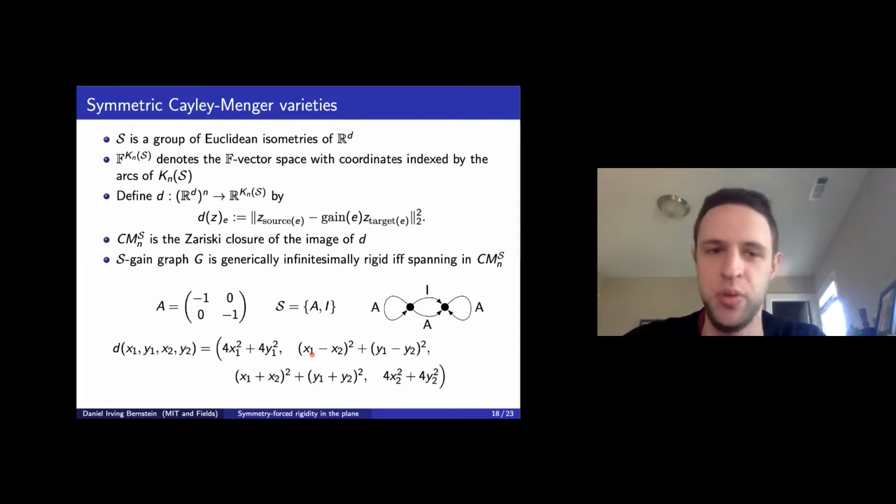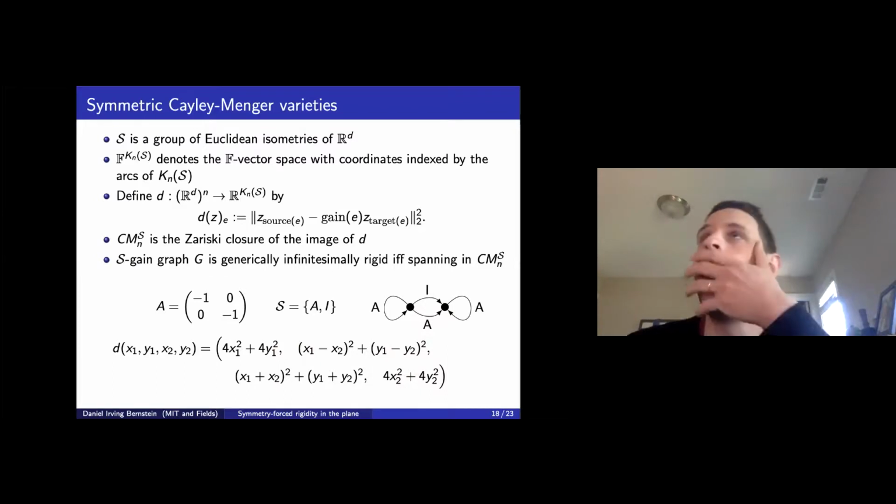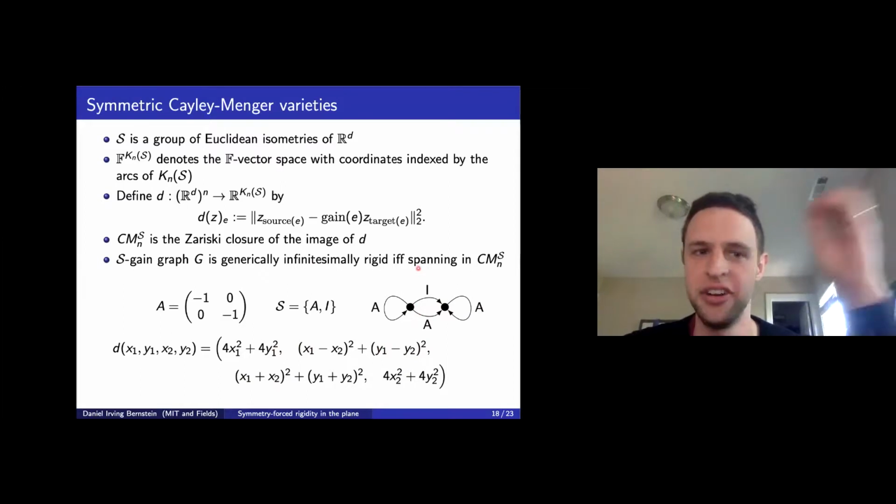It's the distance between x1, y1 and x2, y2. This entry corresponds to this arc. It's the distance between x1, y1 and A applied to x2, y2. And then this is the entry corresponding to this arc. It's the distance between x2, y2 and then A applied to x2, y2. Okay, so now I have the variety whose algebraic matroid I need to understand.